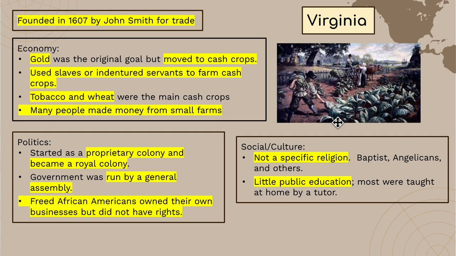Okay, so this is our last stop on our beginning of the Southern Colonies. Here we have the colony of Virginia. So remember, in your first column, we need to write who founded it and when it was founded. So 1607, John Smith, that guy should sound familiar. And it's going to be founded for trade.